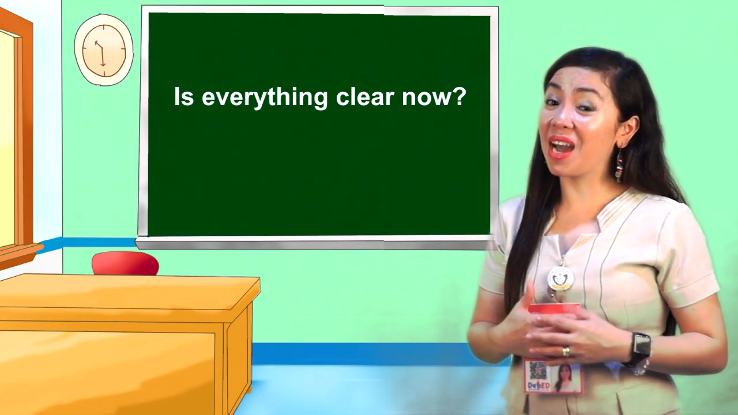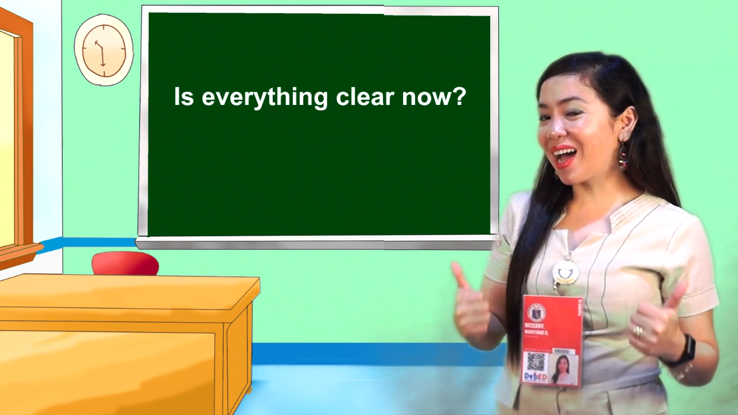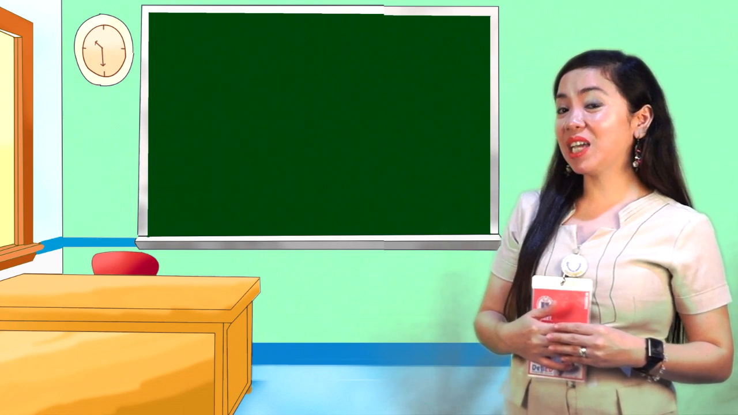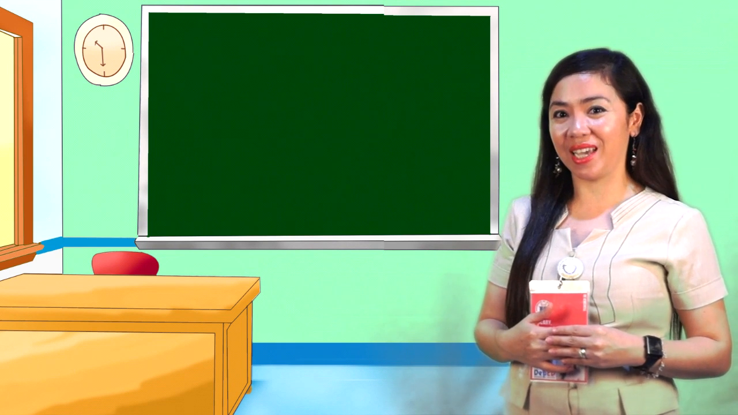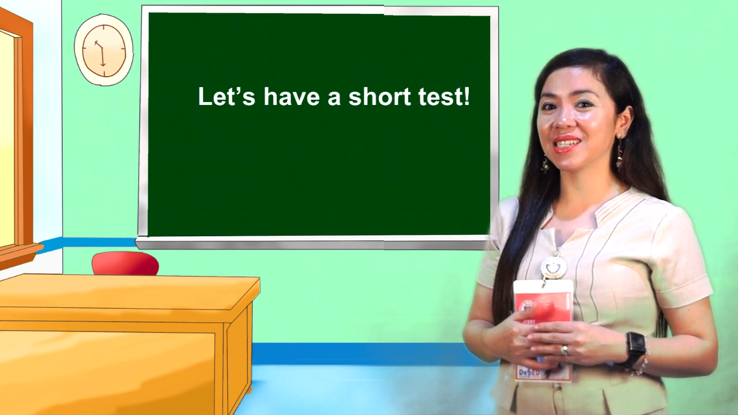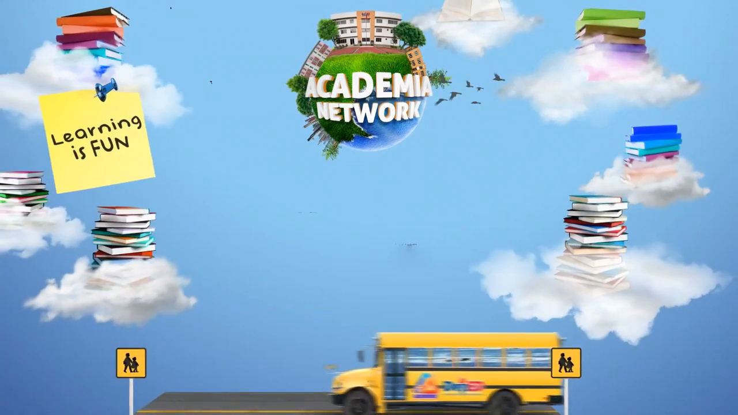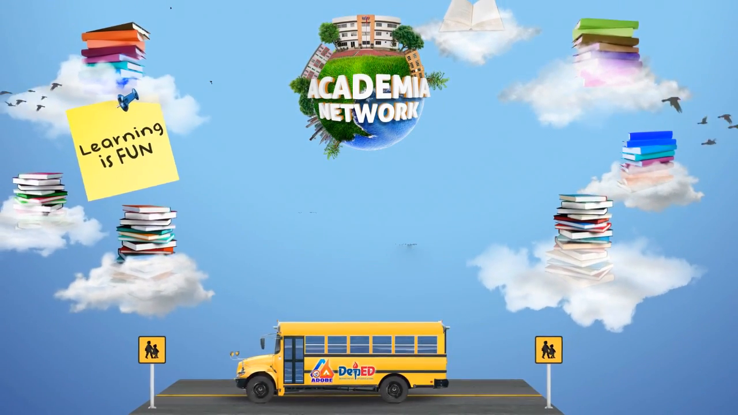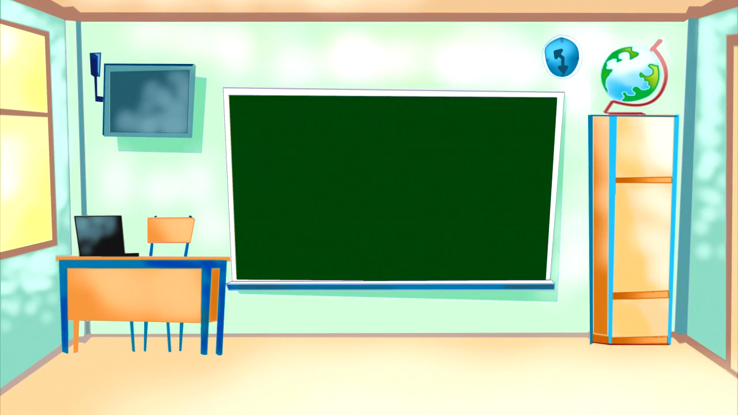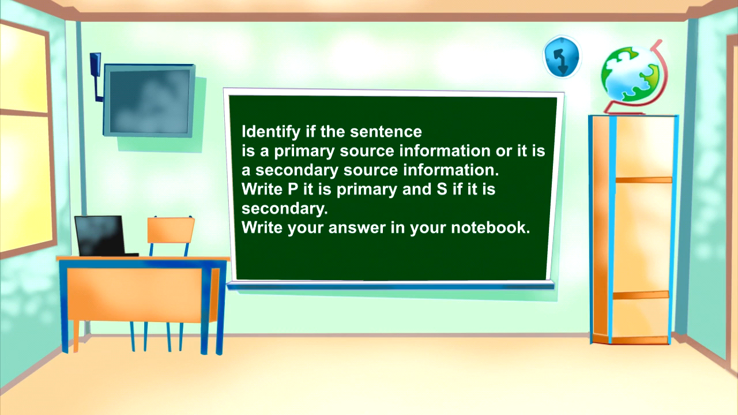Is everything clear now, grade 8 learners? Alright, this time, let's check if you have understood our lesson for today. Let's have a short test. Please prepare your pen and notebook. Identify if the sentence is a primary source information or if it is a secondary source information. Write P if it is primary and S if it is secondary. Number your notebook 1 to 15.